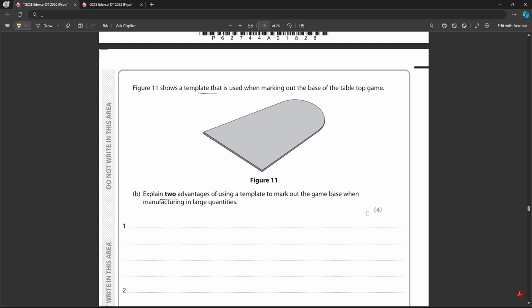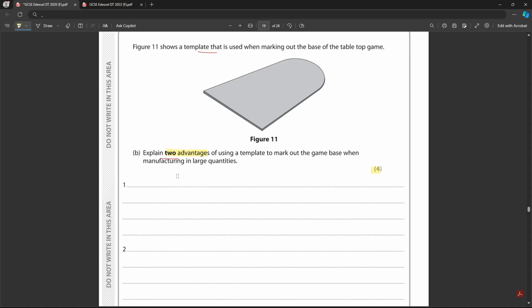So, 4-mark question. You're giving 2 advantages. You have to give 2 advantages. So basically 2 sets of 2 marks. 2 marks for the first advantage, 2 marks for your second advantage. Basically, the advantage of a template when working with large quantities. That's the main bit of the question.